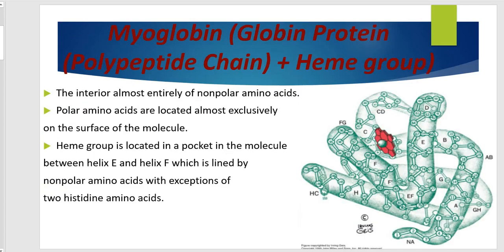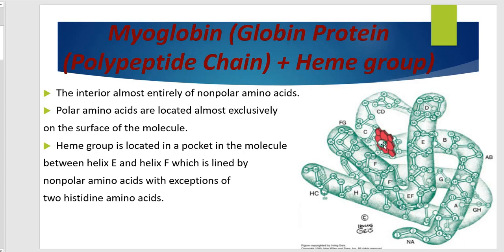So myoglobin structure is formed of 2 parts. The globin part is the protein part, which is the polypeptide chain, and the heme group. Heme group, we explained it before. This is the heme group here in the figure. The heme group, which is formed of protoporphyrin 9 ring. In the center of it, there is the ferrous iron.